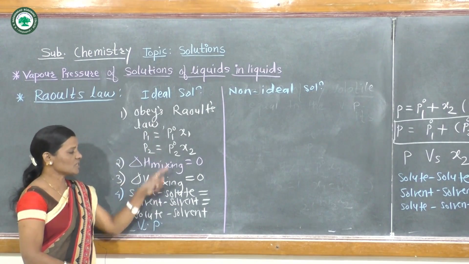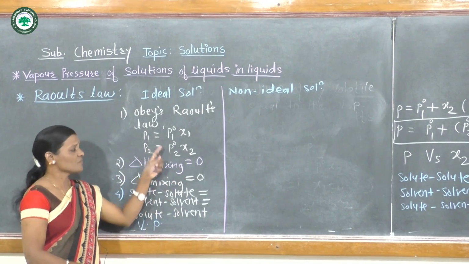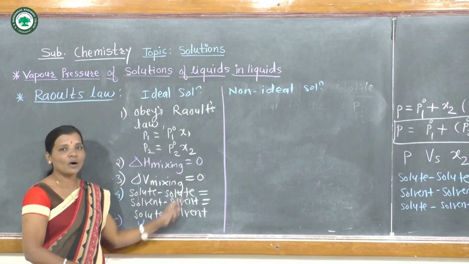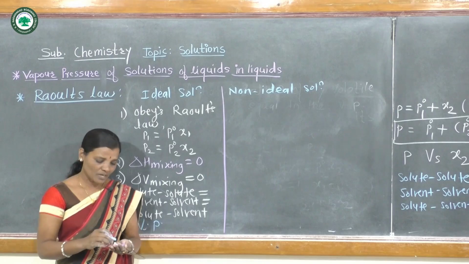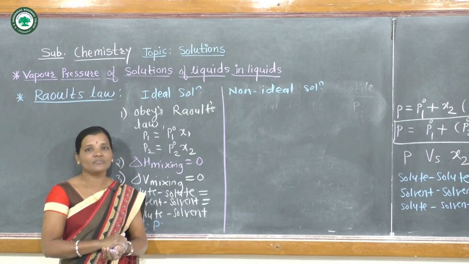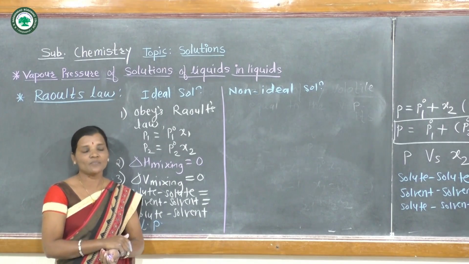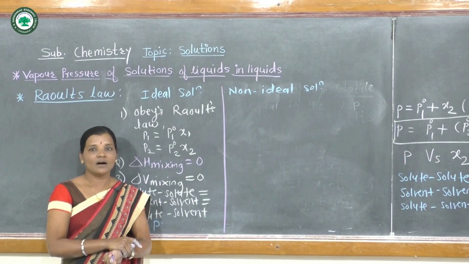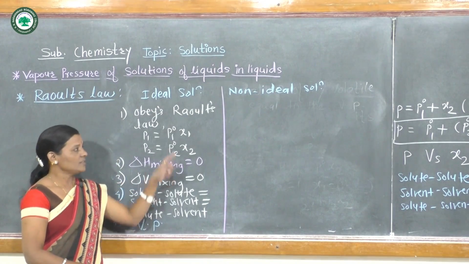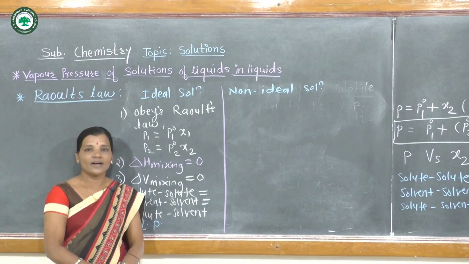If we observe these points, there is no solution that can satisfy all of them. Then we have to see non-ideal solutions. But some examples nearly go to the ideal solution. For example, if we consider a benzene solution in toluene, benzene and toluene, if they are mixed together, they satisfy some conditions, and so they go to a nearly ideal solution.